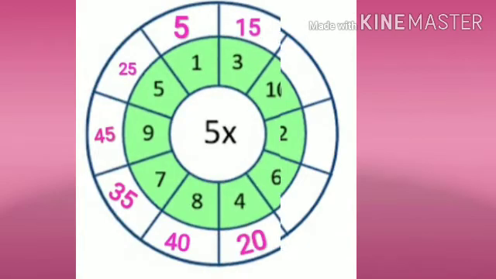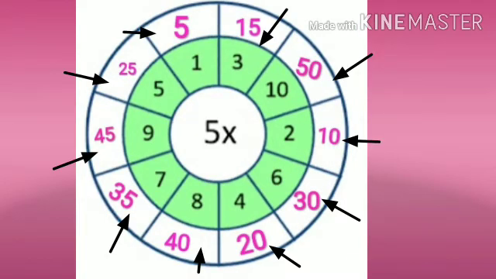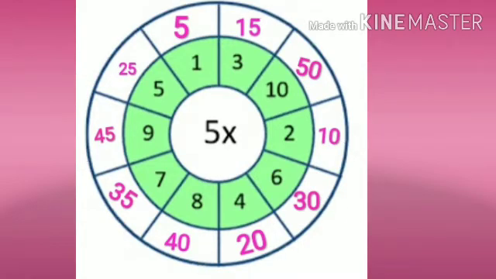Students, now check the answer. That is 5 ones are 5, 5 fives are 25, 5 nines are 45, 5 sevens are 35, 5 eights are 40, 5 fours are 20, 5 sixes are 30, 5 twos are 10, 5 tens are 50, 5 threes are 15. You already know that. Hope you find the answer correctly.